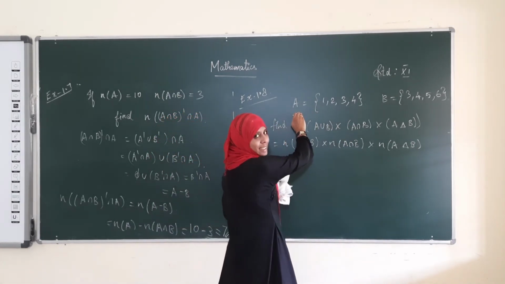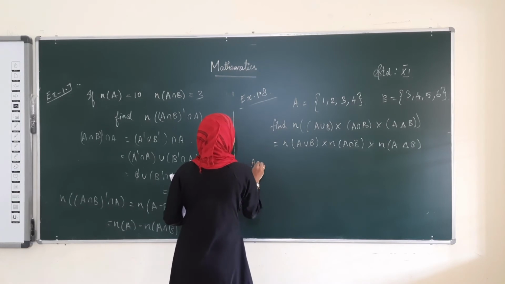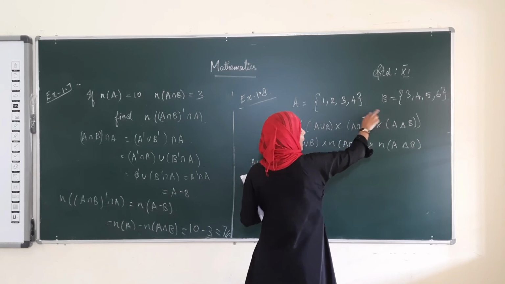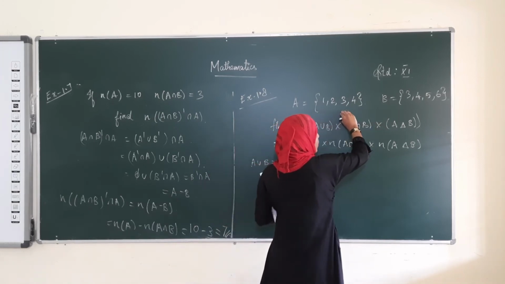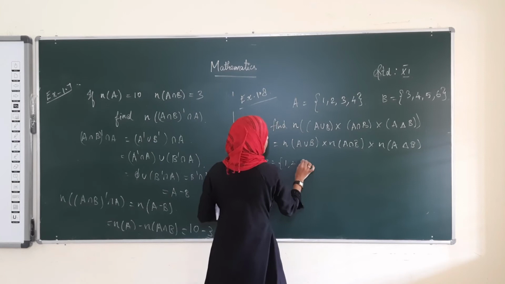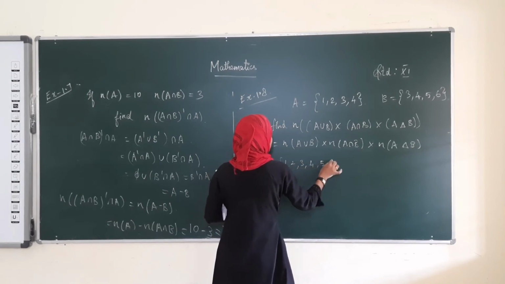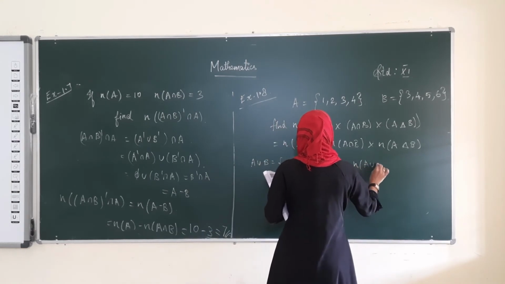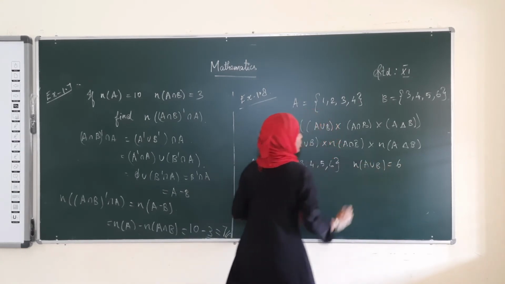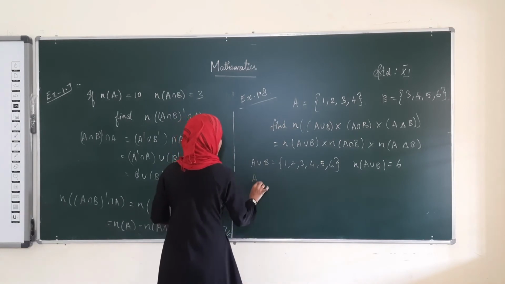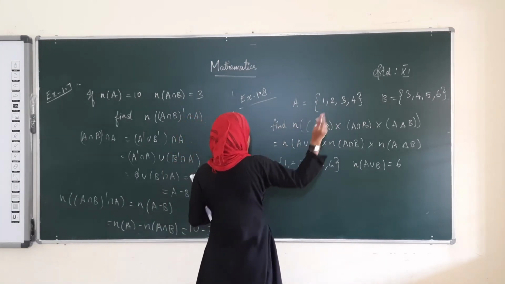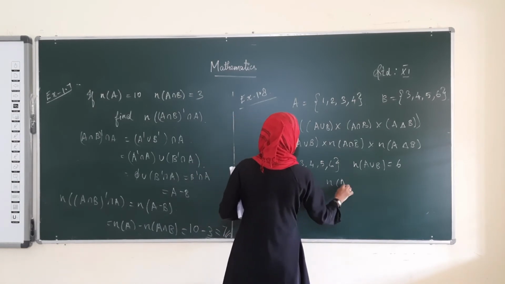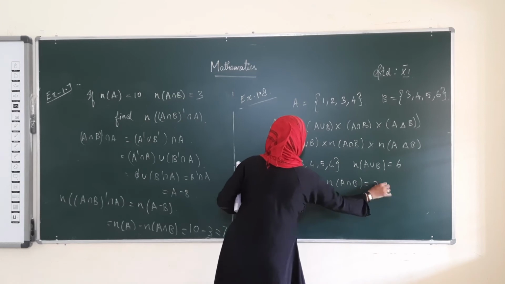They have given the sets A and B. From this we have to find A union B. What is A union B? We have to join the elements of both A and B. That is 1, 2, 3, 4, 5, 6. Therefore, n of A union B is equal to 6. And then A intersection B. What are the elements in common? Only 3, 4. Therefore, n of A intersection B is equal to 2.